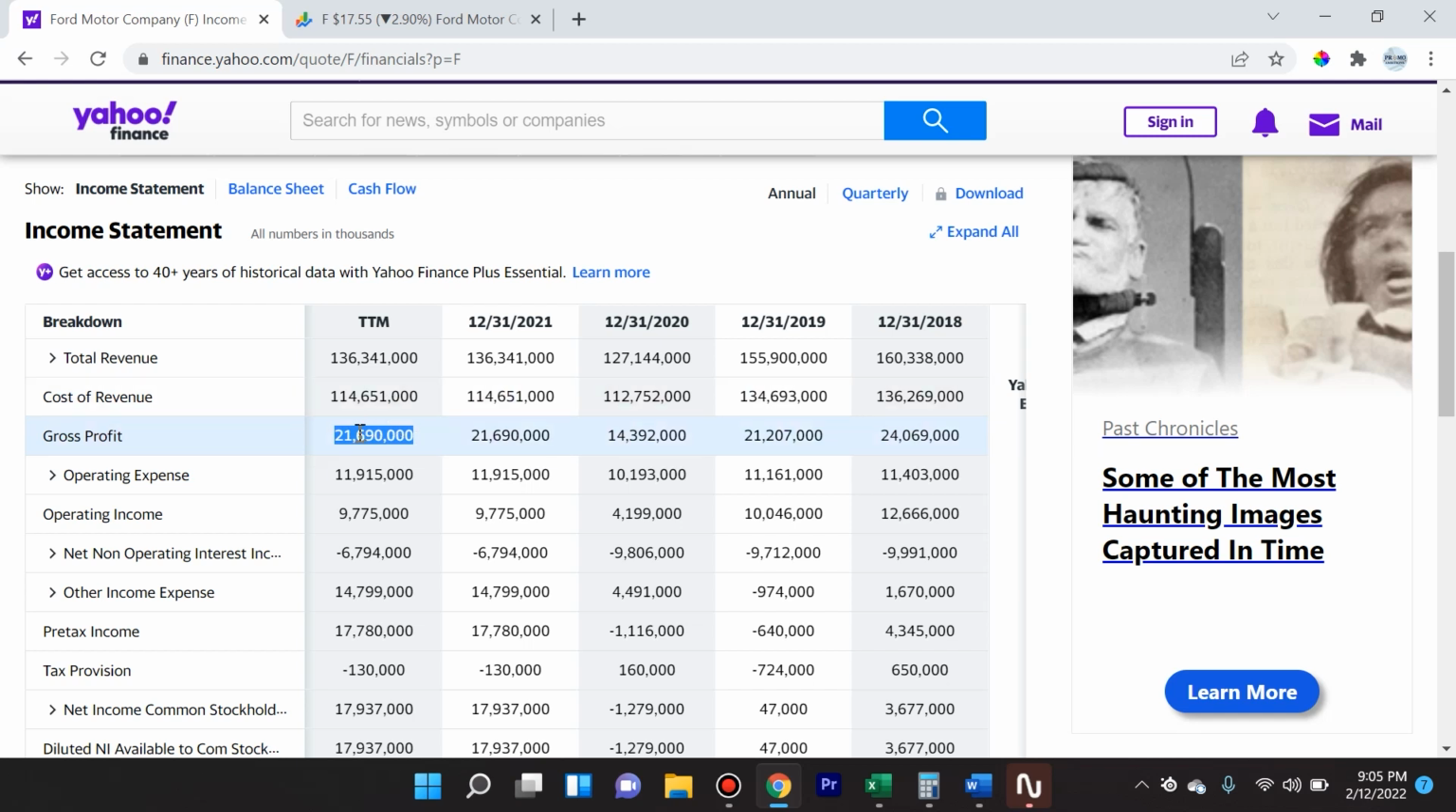Now this is very interesting because even though the revenue in 2021 was $136,341,000,000, the gross profit was $21,690,000,000. However, in 2019, they had $155.9 billion revenue, so much more than in 2021. But their gross profit was actually less. How come? Because the cost of revenue, so the cost of goods sold, was a lot more in 2019.